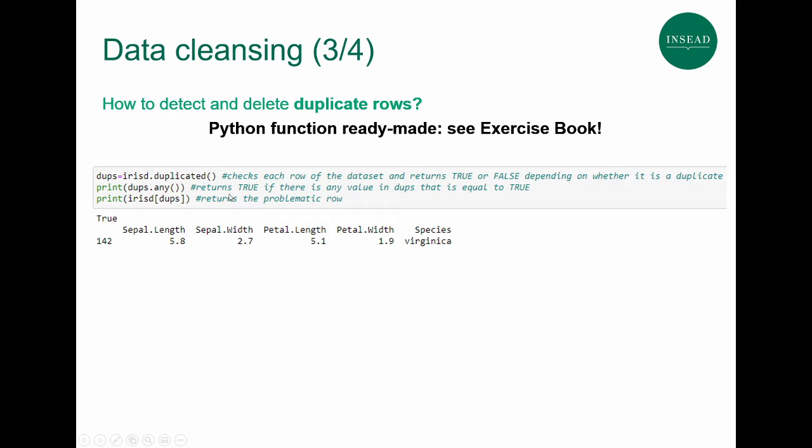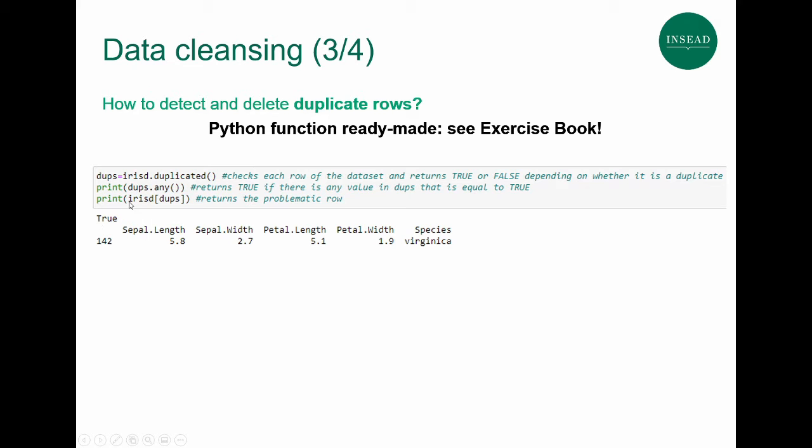the way it's done within Python is in the following way. You can actually check whether there are any duplicates, and this is done by putting a dot here and applying this function duplicated to the iris dataset. So irisd.duplicated checks whether each row of the dataset is a duplicate and returns true or false depending on whether it's a duplicate. So dupes here contains all the duplicates. If you look at dupes.any, it will return true if there's any value in dupes that is equal to true. So if there are any duplicates, this will return true. If there are none, then it will return false.